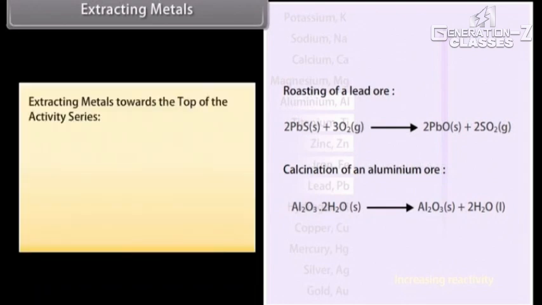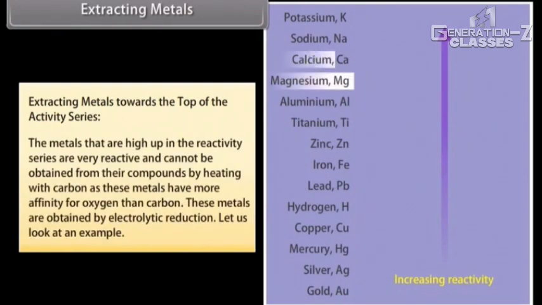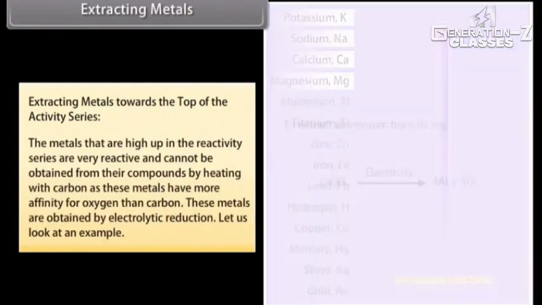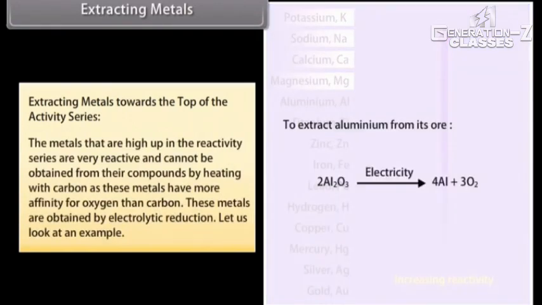Extracting metals towards the top of the activity series. The metals that are high up in the reactivity series are very reactive and cannot be obtained from their compounds by heating with carbon, as these metals have more affinity for oxygen than carbon. These metals are obtained by electrolytic reduction.